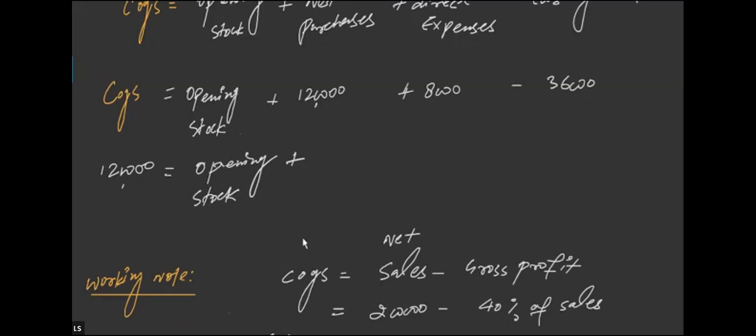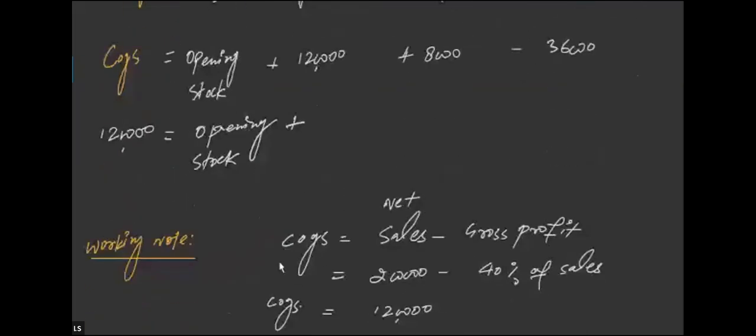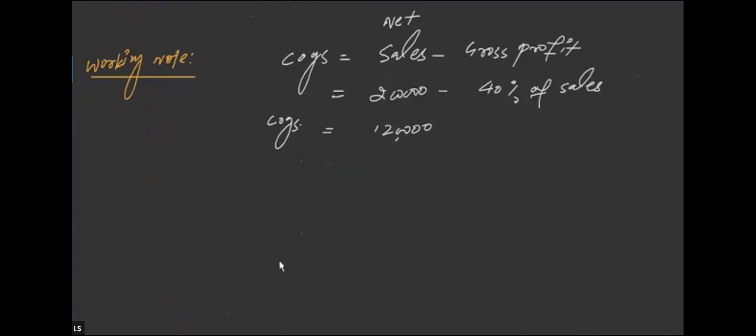So in order to calculate the value of COGS, we have applied a different formula for COGS: COGS equals net sales minus gross profit. By applying this formula, we will get the cost of goods sold as 1,20,000. Right? So see, this time gross profit is 40% of sales. So 40% of 2 lakh will be 80,000. So COGS will be 1,20,000, right, Alexander and Steve?